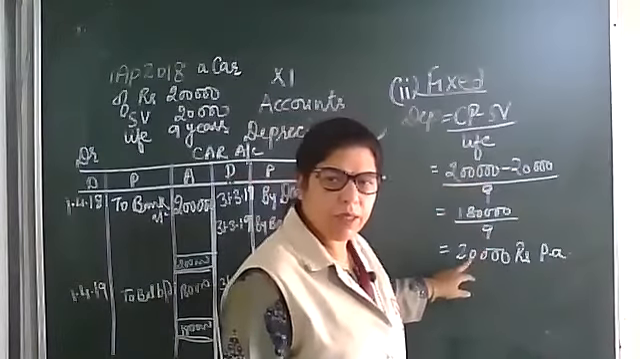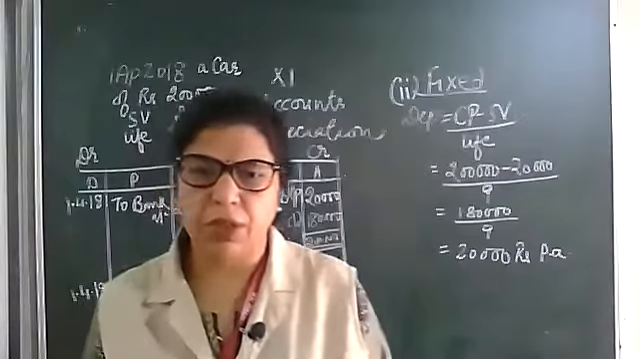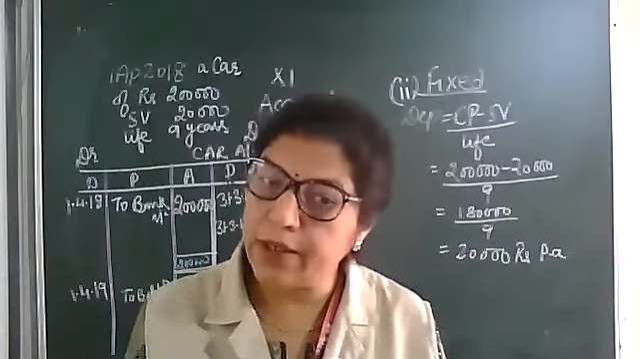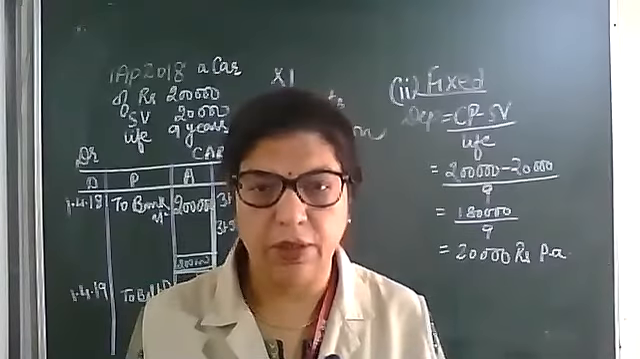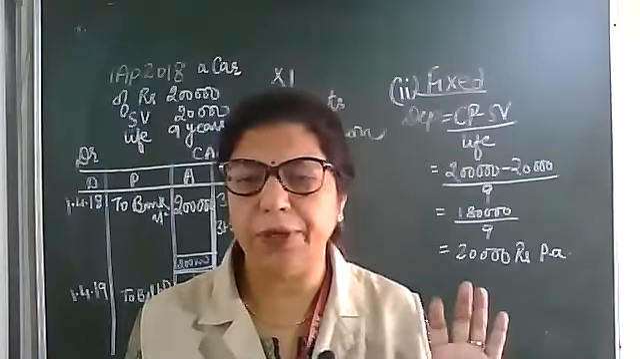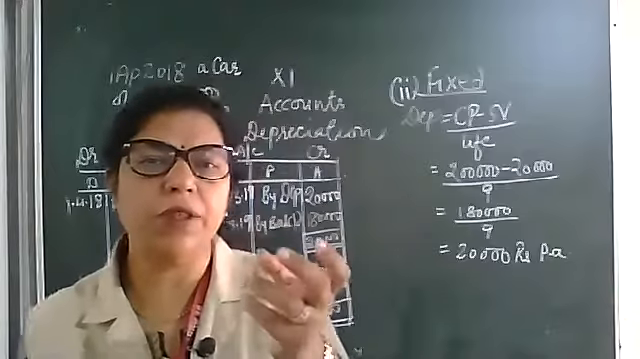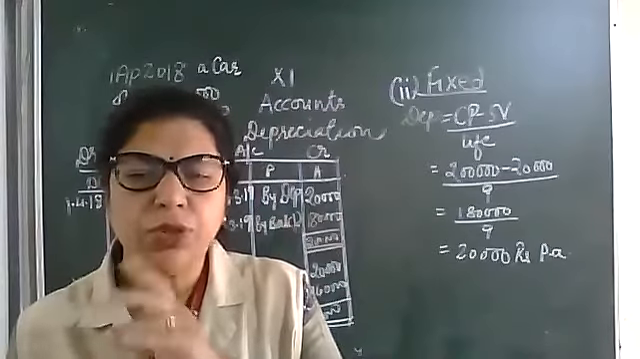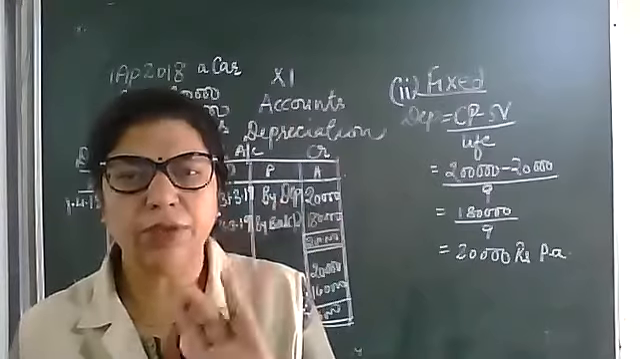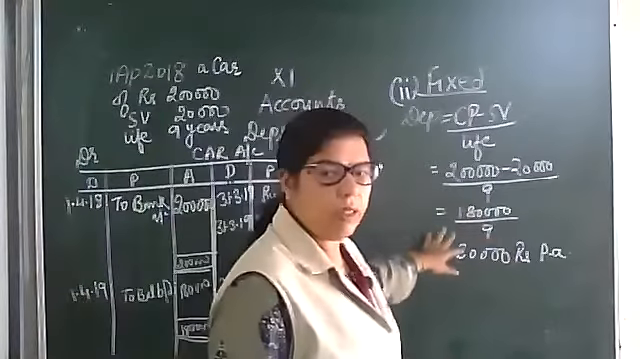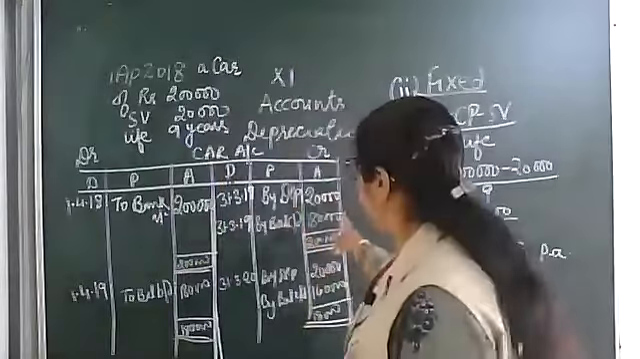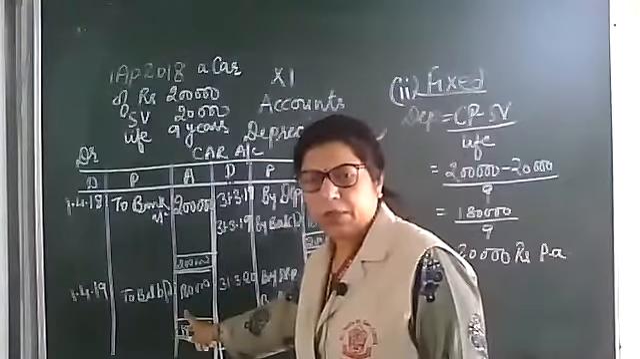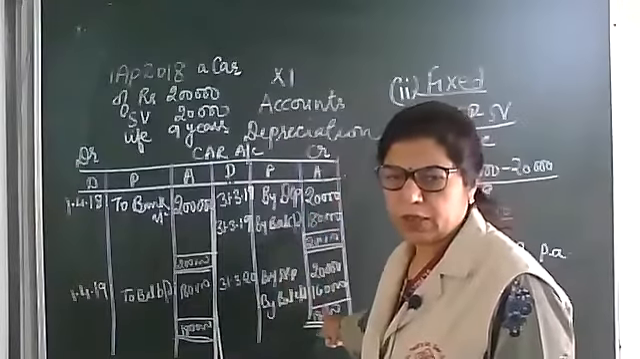20,000 rupees per annum. Everything is given in the question. Cost price means purchase price. Scrap value means residual value or the value at the end. And life means how many years we will use that machine or that fixed asset properly. So depreciation means reduction in the value every year. Clear? 20,000. Now, first year 20,000, balance remaining 180, then 180 will come here, then depreciation, 160.